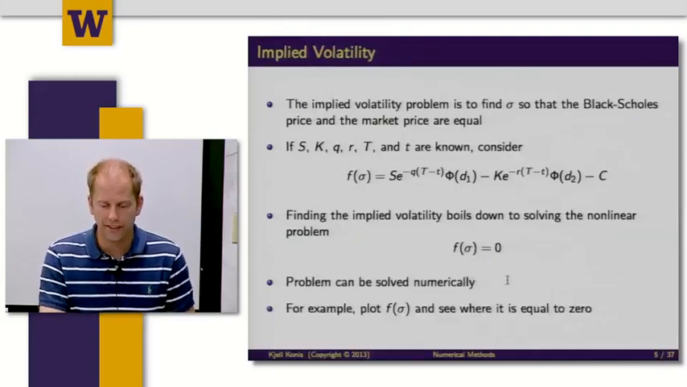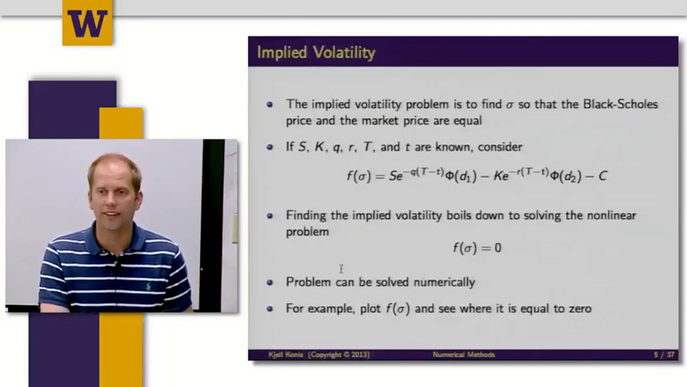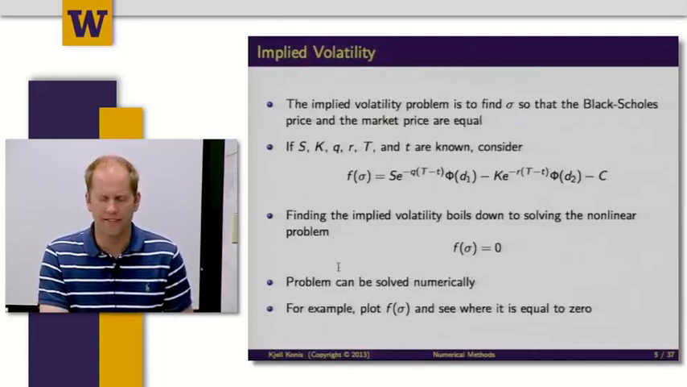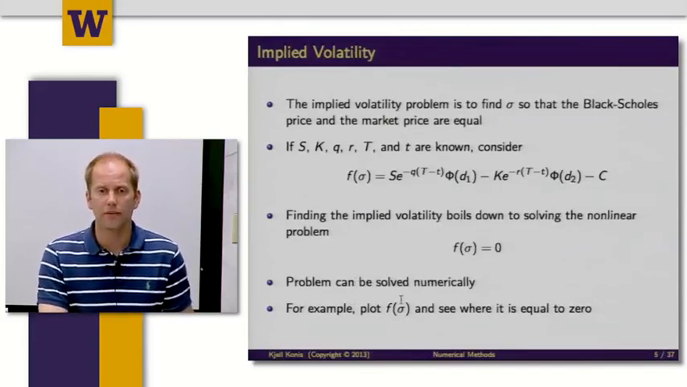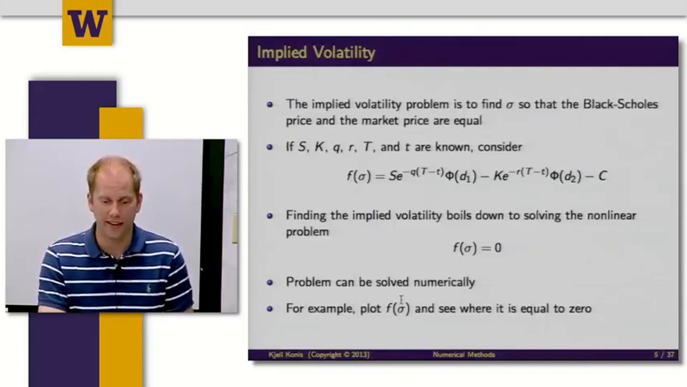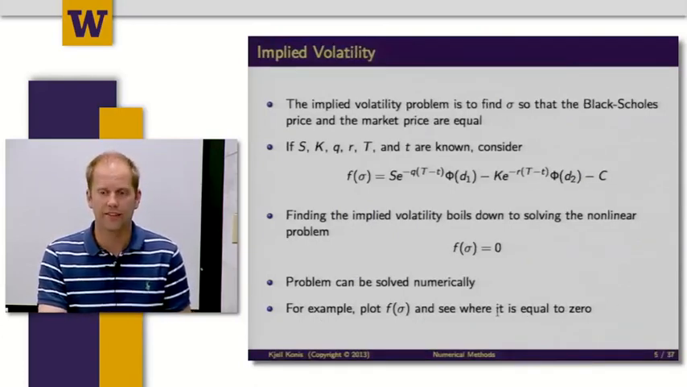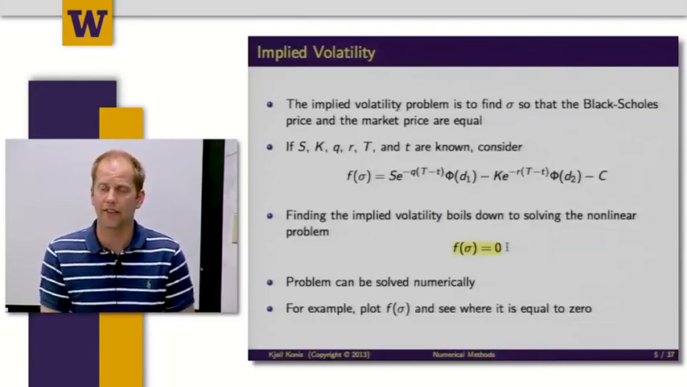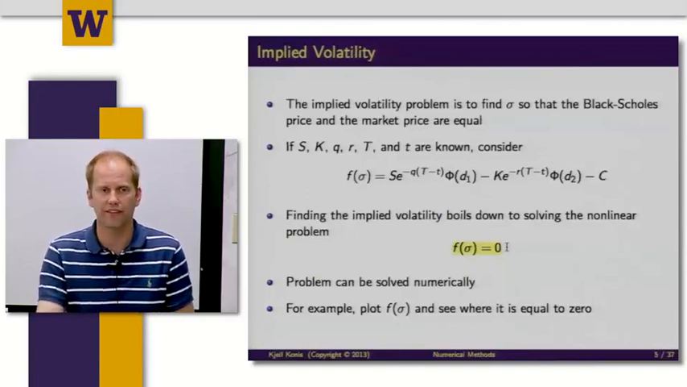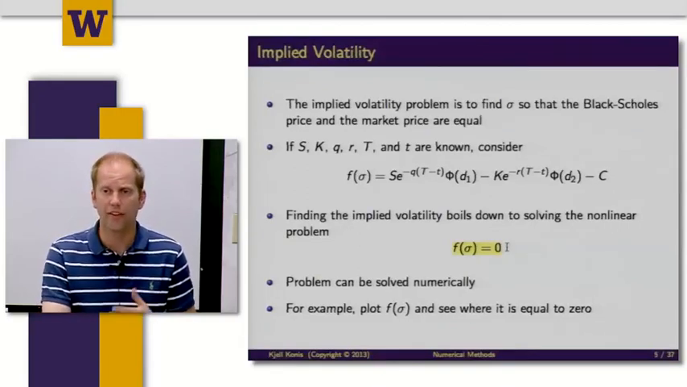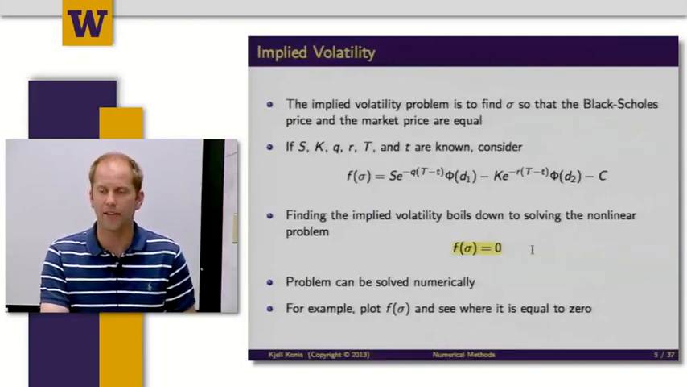And so when I say solve numerically, there are lots of different ways I can try and do this. The simplest one would just be to make a plot of f of sigma and see where it crosses the x-axis. Where it crosses the x-axis is where f of sigma is going to be equal to 0, and that's what I'm trying to find. The x-axis in this case is going to be the sigma axis. The value of sigma where it crosses the axis is where f of sigma equals 0.